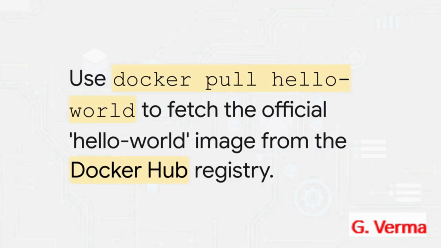So, how do you get one of these blueprints? You use docker pull. This command just reaches out to Docker Hub, which is kind of like a massive public library for these images, and downloads one to your computer. The hello-world image is the perfect one to start with. It's tiny, it's simple, and it's literally designed just to prove that your setup is working perfectly.